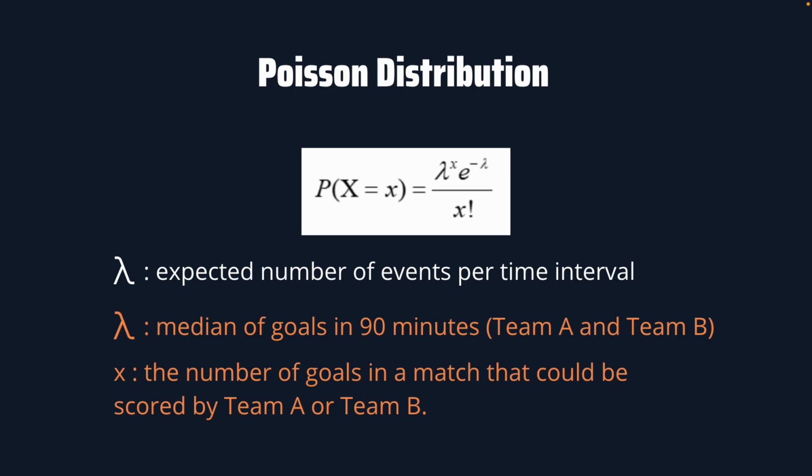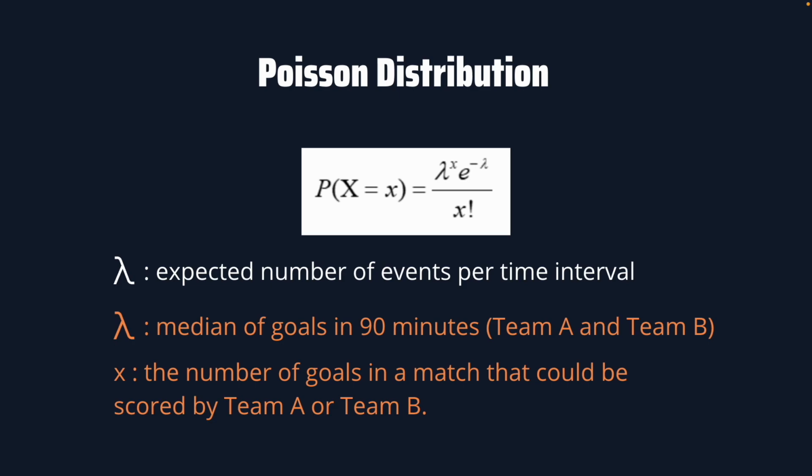So the lambda represents the expected number of events per time interval. And if we consider our project here, our football project, we can say that lambda is the median of goals in 90 minutes. So in this particular case, I'm gonna have 2 lambdas. Lambda for team A, or for the home team, and lambda for team B, or lambda for the away team.